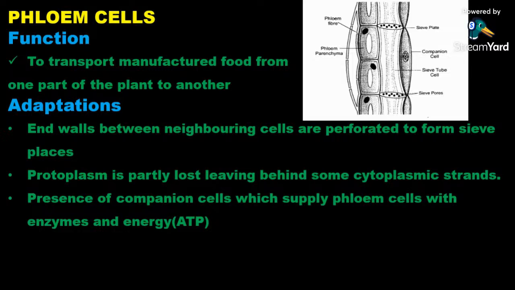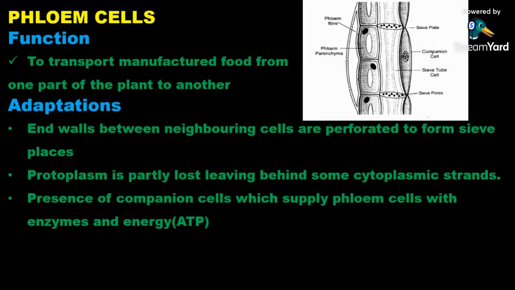For the phloem cells, the function is to transport manufactured food from the part of the plant where it is manufactured to the part where it is used. This is happening in the leaves. Plants manufacture food by photosynthesis. When it is manufactured there, it is transported to the parts where it is needed. Manufactured food, we are talking of glucose. Plants utilize glucose for growth and other functions. So now what are the adaptations?